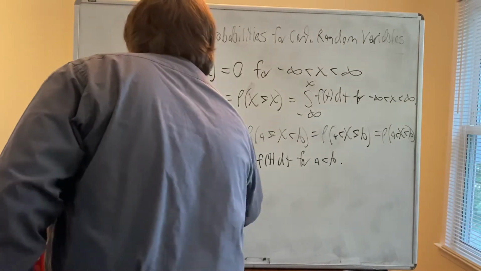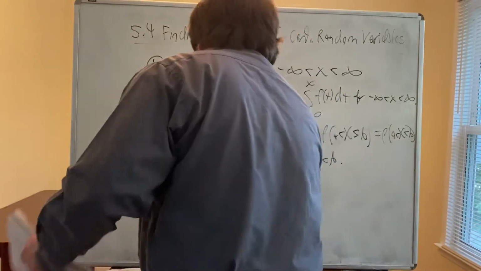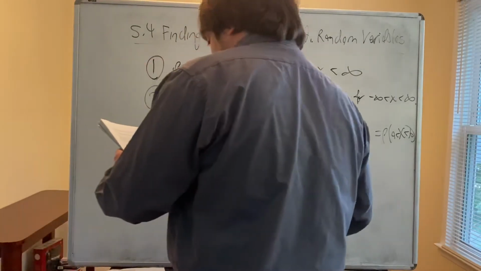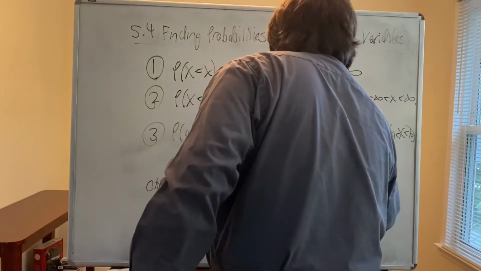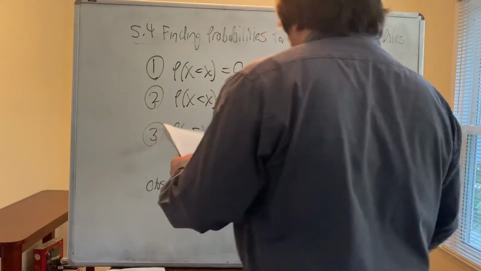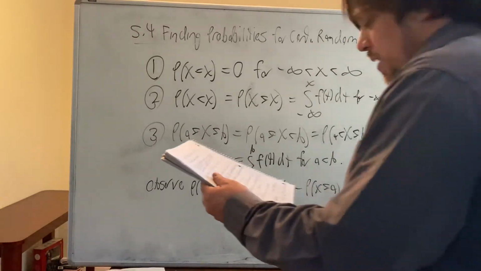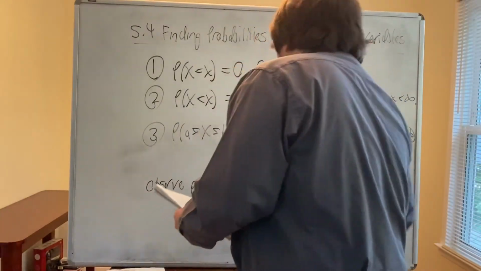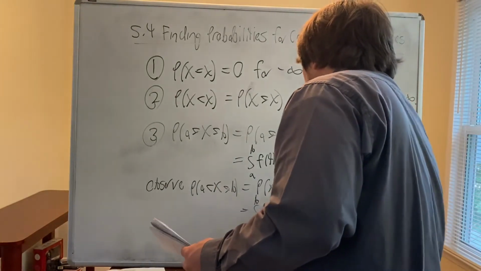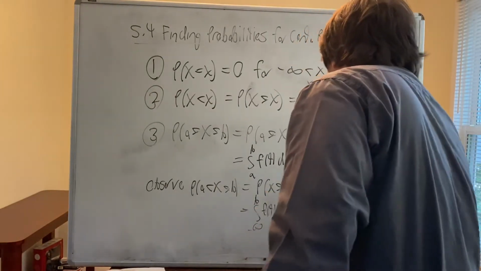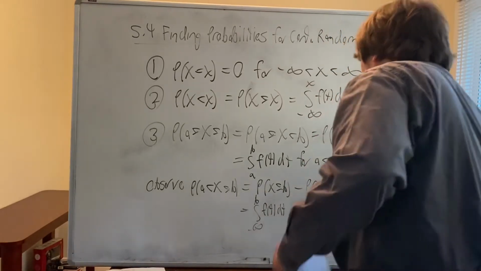So observe the probability of a less than x less than or equal to b is equal to the probability that x is less than or equal to b minus the probability that x is less than or equal to a. I did that in an earlier problem. And that is equal to the integral from negative infinity to b of f of t dt minus the integral from negative infinity to a of f of t dt.